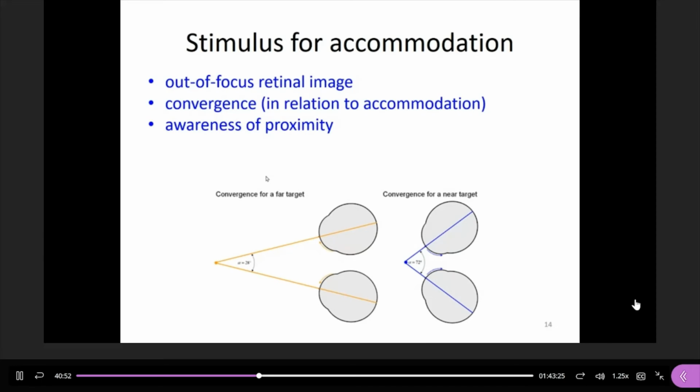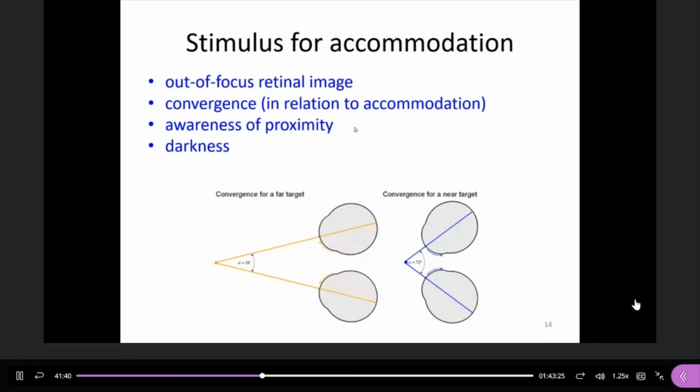The third is related to the second, actually. It is the awareness of proximity. If you put something very close to the eyes, even if you cover one eye, you won't converge because you don't need to converge with only one eye. But because it's also related to the first one, when something is very close to the eye, it will probably cast a blurred image on the retina as well. That's why the patients will start to accommodate. It's the awareness of proximity.